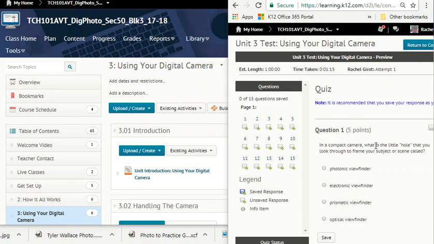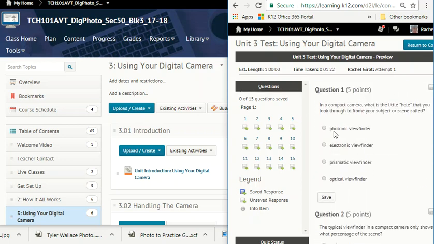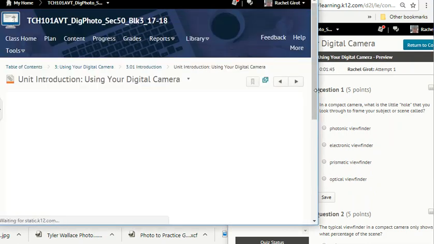So I've got my test open in this window, and like I keep telling you, these questions go in the exact order of the text. So question number 1 says, in a compact camera, what is the little hole that you look through to frame your subject or scene called? Is it a photonic viewfinder, electronic viewfinder, prismatic viewfinder, or optical viewfinder? So we're going to go ahead and hit 3.01 introduction, and we will start reading.